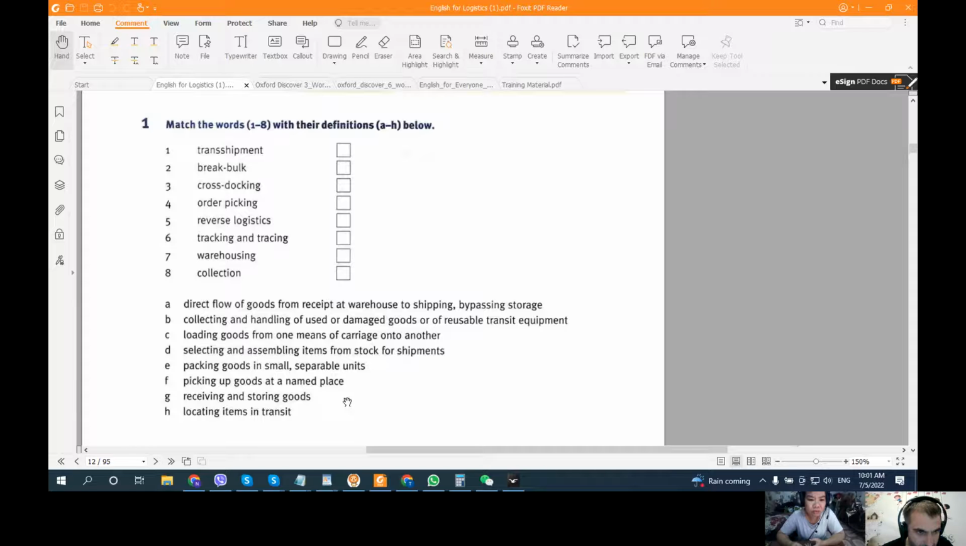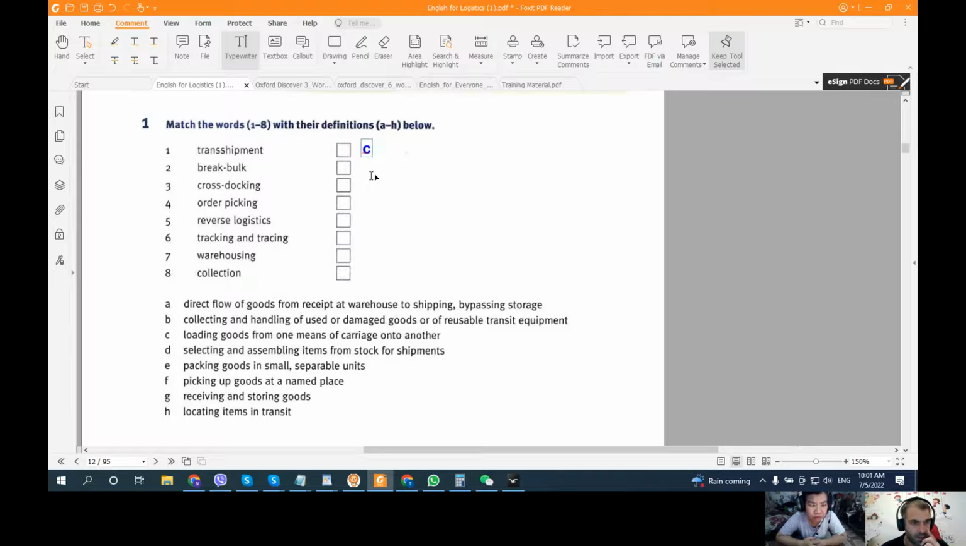Okay, let's go with number 1. What is number 1? Number one, transshipment means loading goods from one means of the carriage onto another. Okay, so the first one is C.